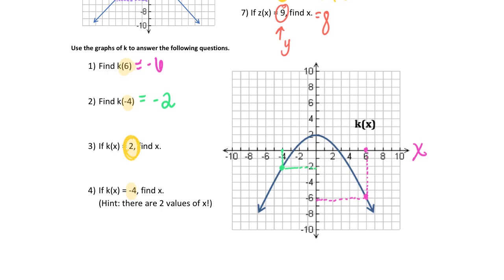In this one, our y value is 2. So we go up to the y-axis. Remember, that's the vertical axis. Go to when y is 2. What is your x value at that point? Your x value that you should have gotten is 0.